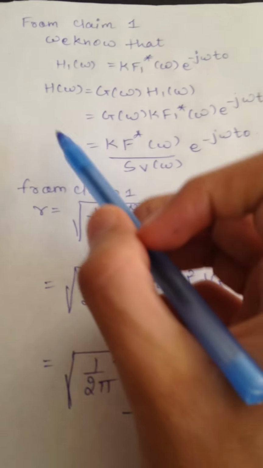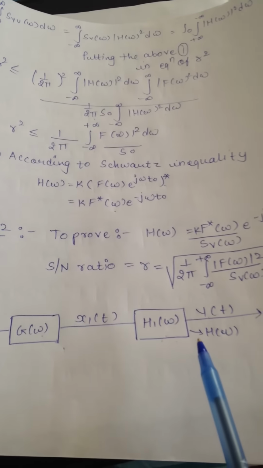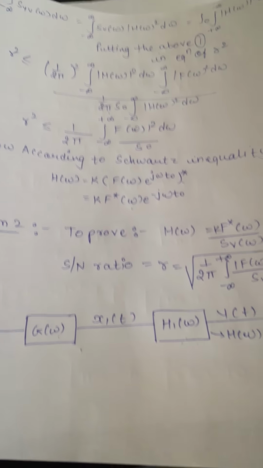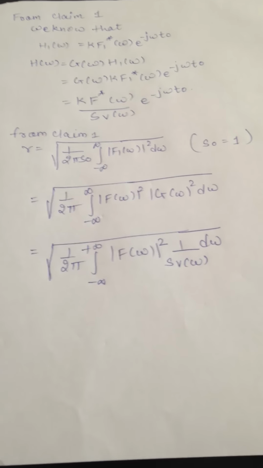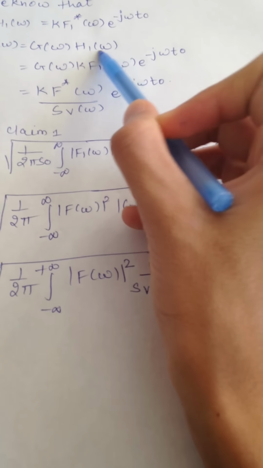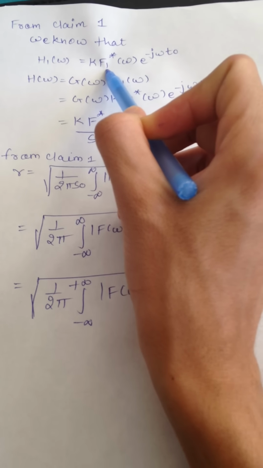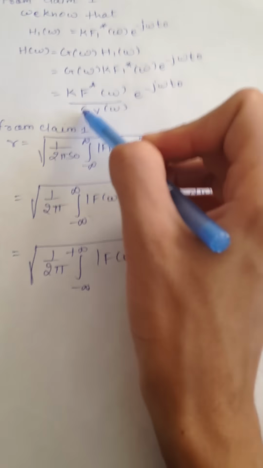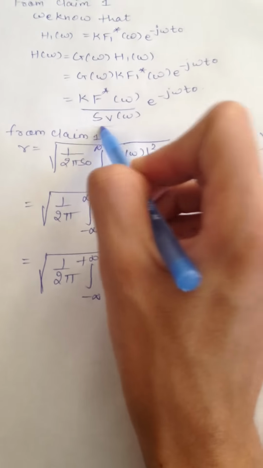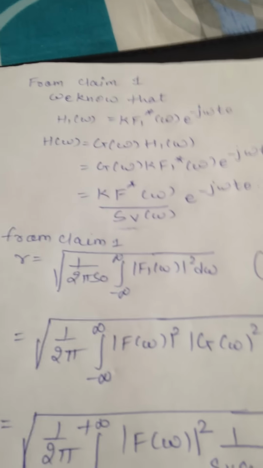Now from our given transfer function, H(w) is nothing but G(w) into H1(w). Now we know that H1(w) is nothing but K F1 inverse of w into e raised to minus jw t0. We can put that into the given equation, and hence we can deduce the final proof of the impulse system response of the given claim.